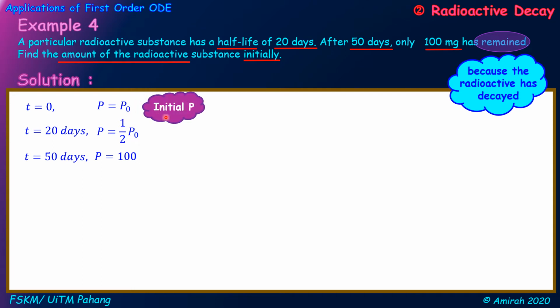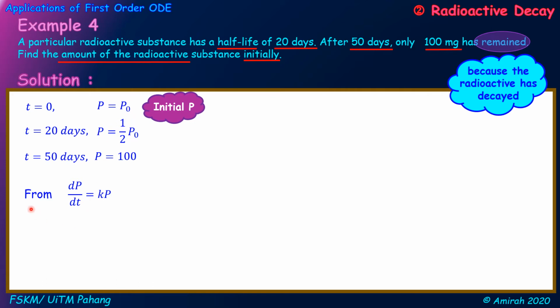P naught here means initial P. Initial P is not given, so we denote as P naught. P naught means P or population when time equals to 0. So now we need to find what is the value of P naught in this given question.